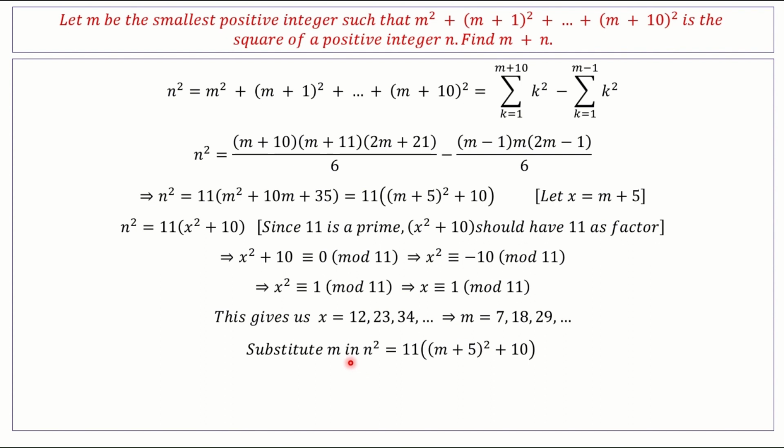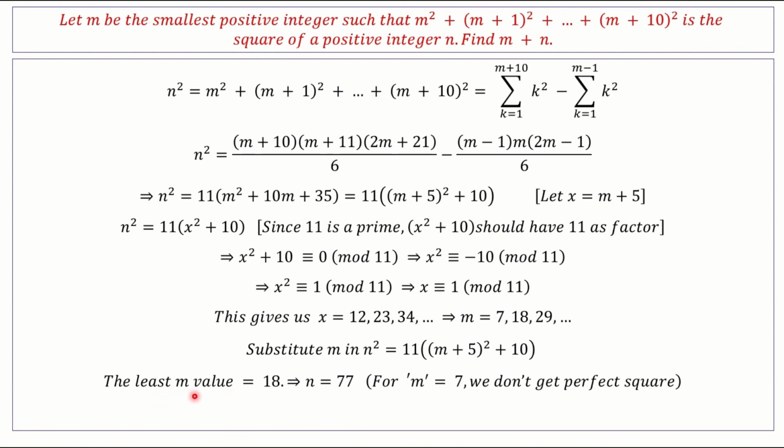Now you substitute m in n² and then see where you will get the nearest value. So the least m value is 18. At m equal to 18, you get n equal to 77. For m equal to 7, we don't get a perfect square. So n equal to 77, m equal to 18. So m + n equal to 18 + 77, that is 95.